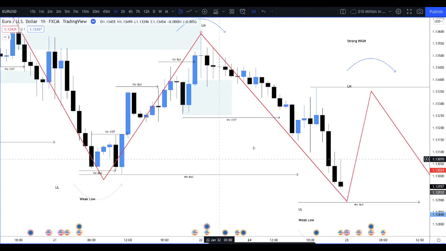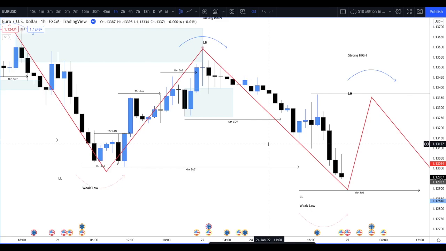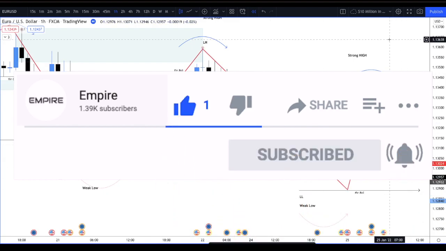And this is how we identify market structure on the 1 hour. This is exactly the same as the 4 hour. Everything is fractal. The 4 hour, the 1 hour, and the 15-minute chart.